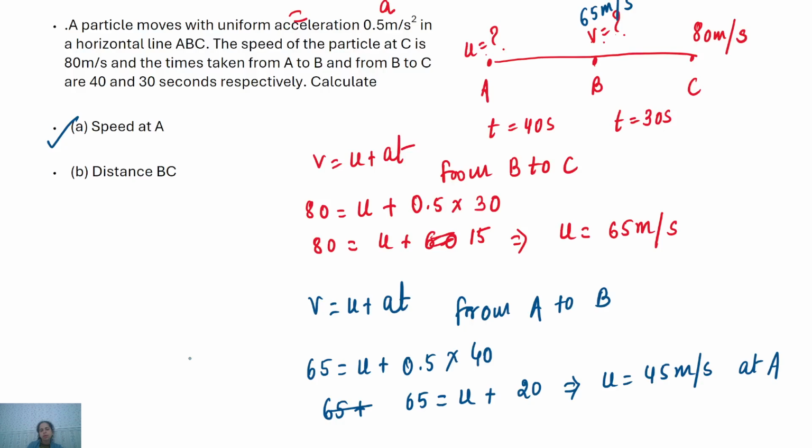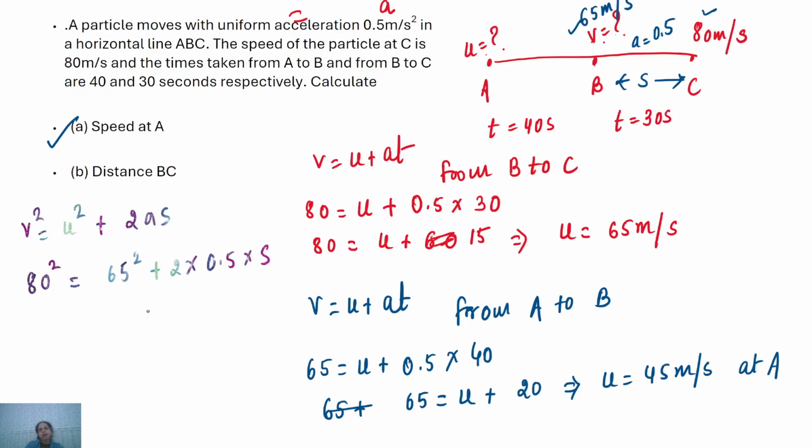So I'm going to use another color. I'm going to use v squared equals u squared plus 2as. So that's a nice color. So v is 80, squared equals 65 squared plus 2 times my a is 0.5 times s, because I need s. Okay, so now this would need a calculator, so I would just leave you to solve this and get s. Okay, so that would be the simple level 2 kind of questions.